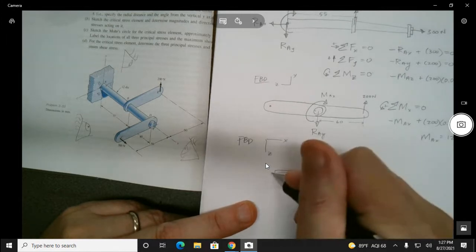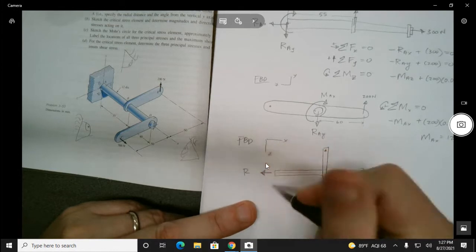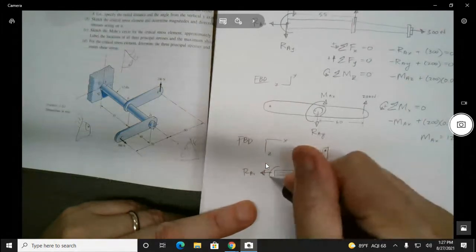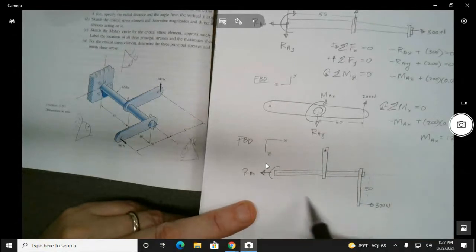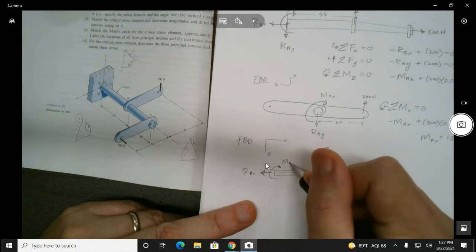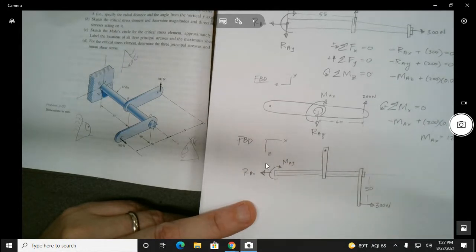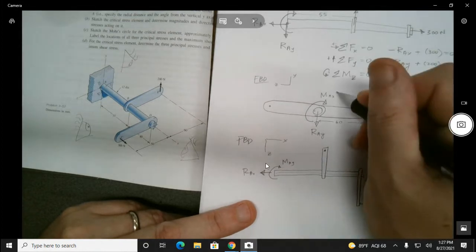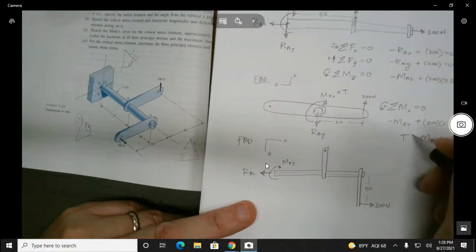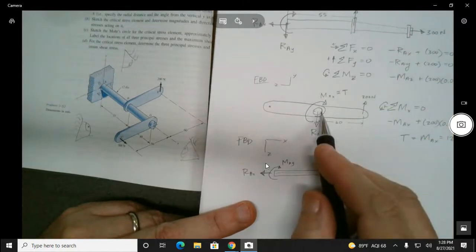Yeah, so here we're going to have that same RAX. And now this guy is going to operate, and he too is going counterclockwise. So this one's going to go clockwise, and he's going to go M-A-Y. Oh, and by the way, I should have probably said this is also the torque, right? This one up here.